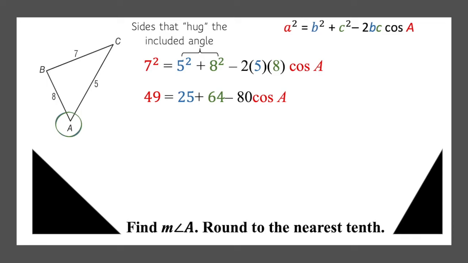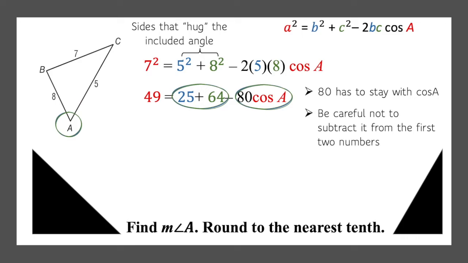So we've got 49 equals 25 plus 64 minus 80 times the cosine of A. We're going to add 25 and 64 together, and then you really have to make sure that 80 stays with cosine of A. Multiply those together. Be careful not to subtract it from the first two numbers. That's a common mistake.